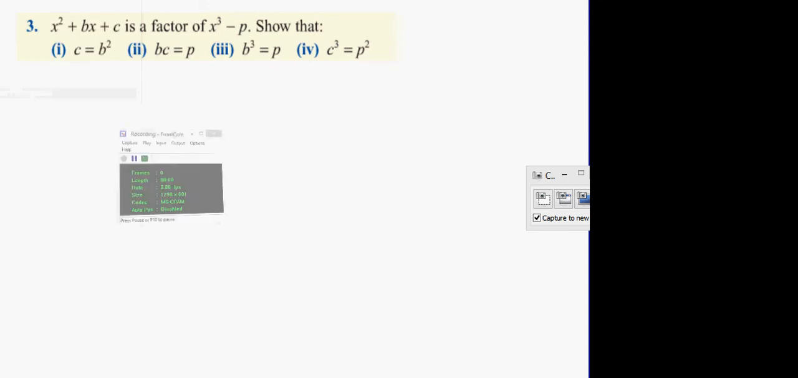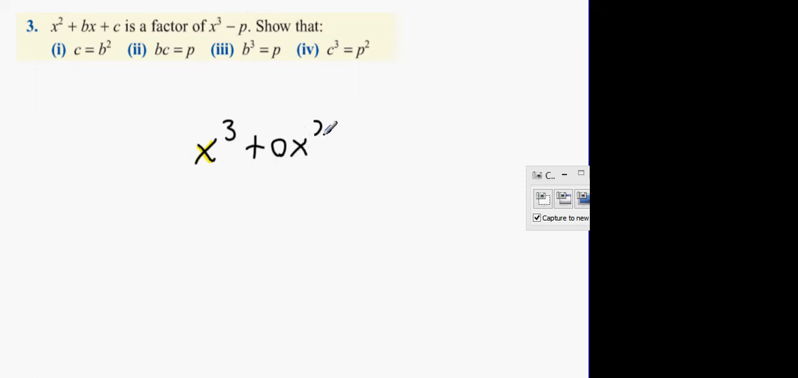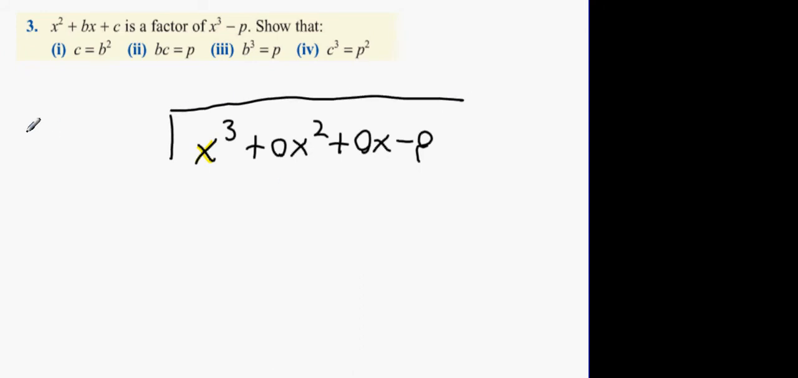The first one: x squared plus bx plus c is a factor of x cubed minus p. Please change the x cubed minus p into x cubed plus 0x squared plus 0x minus p. You notice there's no x squareds or x's in that equation. So therefore we do the long division method as we've done in the past. X squared plus bx plus c.